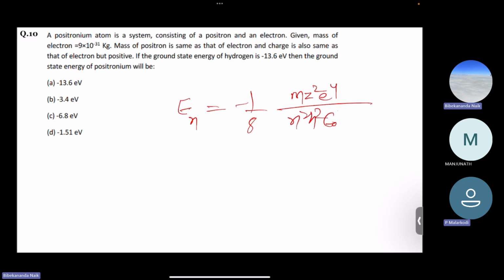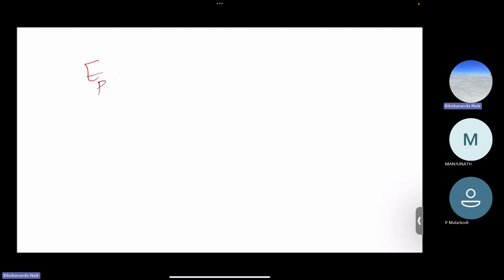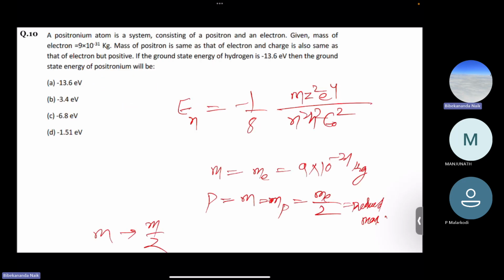Here you see, if we talk about the case of electron and positron, all have the same values, only the change here will be mass, because for electron the mass is m_e, that is 9 into 10 to the power minus 31 kg, but for positronium the mass will be m_e by 2, that we have already discussed in the previous question that we solved. So it is due to the reduced mass concept. Under that case, m gets replaced by m by 2. So in that case, E_P will be 1 by 2 into E_H, because m is getting replaced by m by 2.